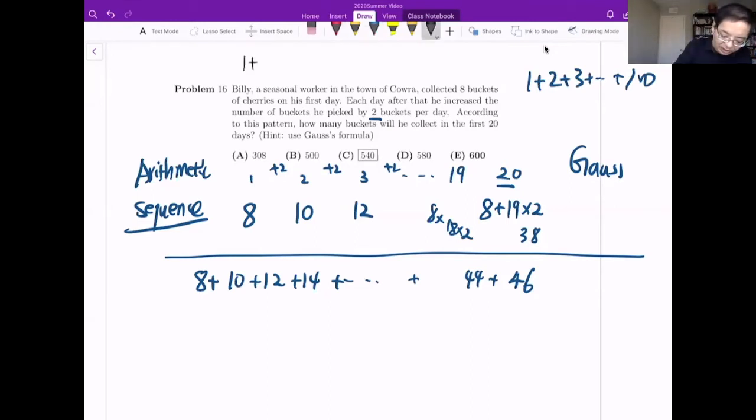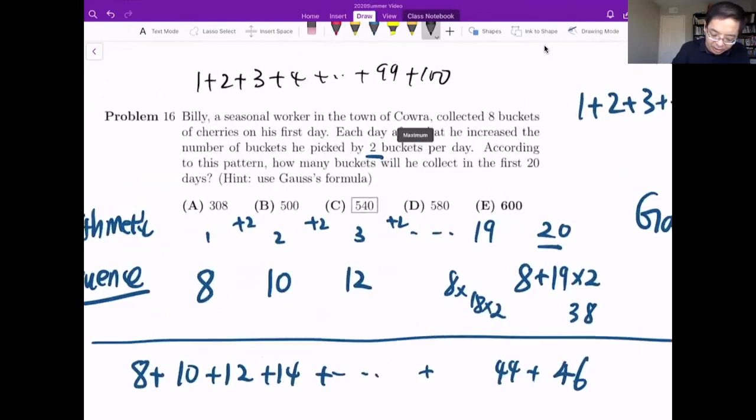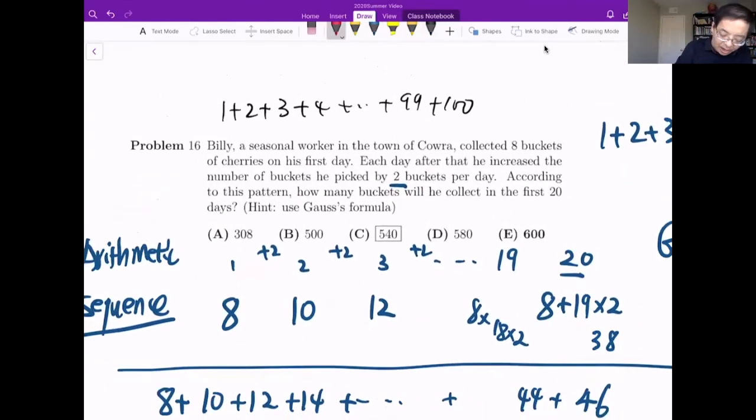So say if we have 1 plus 2 plus 3 plus 4 and all the way to 99 plus 100. Okay, so what is the trick? The trick is you just do the pairs, right? So there are different ways to express this. One way is you can just look at pairs.